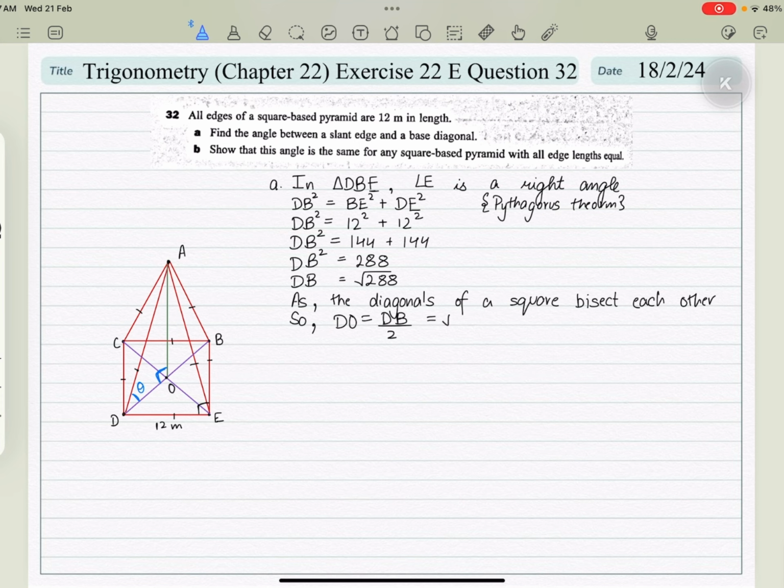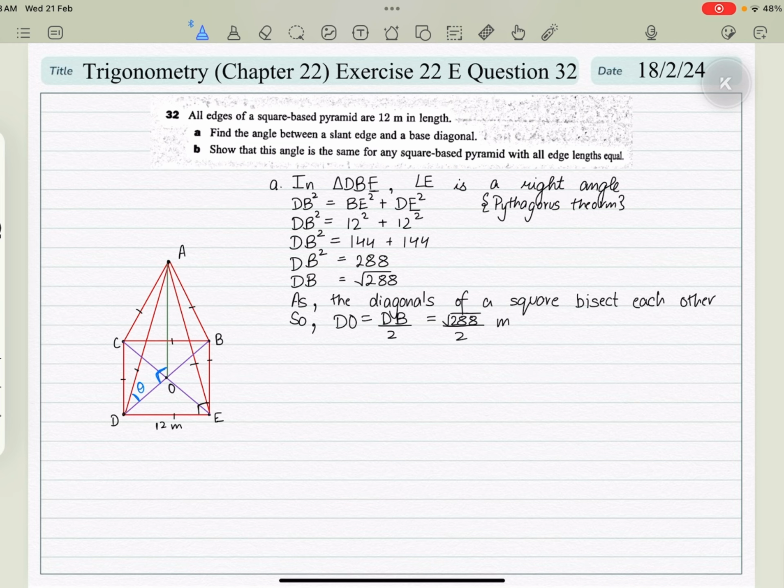So DO is equal to root 288 divided by 2. Now I would recommend you not to put it into exact values right now, like not put DB into exact value, because at the end we won't really get the exact value. So we're just going to continue with this. So DO is equal to root 288 upon 2 meters. You can solve it, but I would recommend you not to, because it sometimes makes the value a little bit not so accurate. So after knowing DO, we can look at theta.